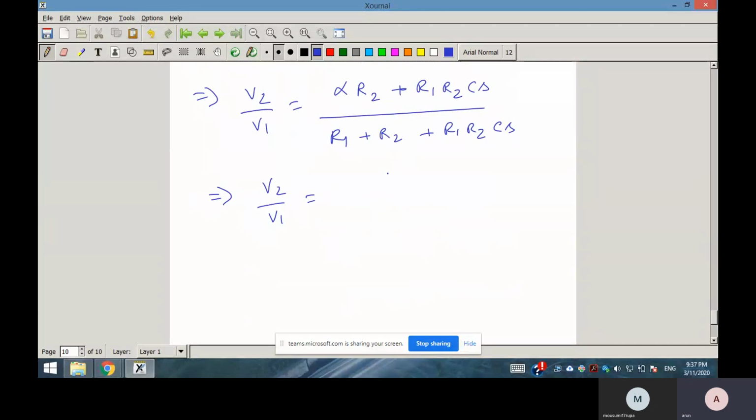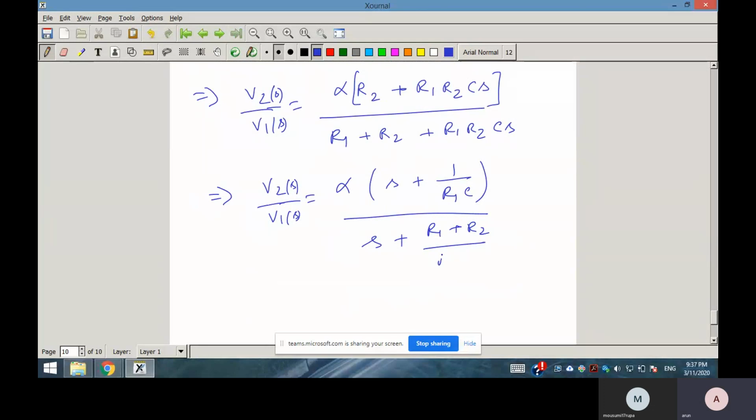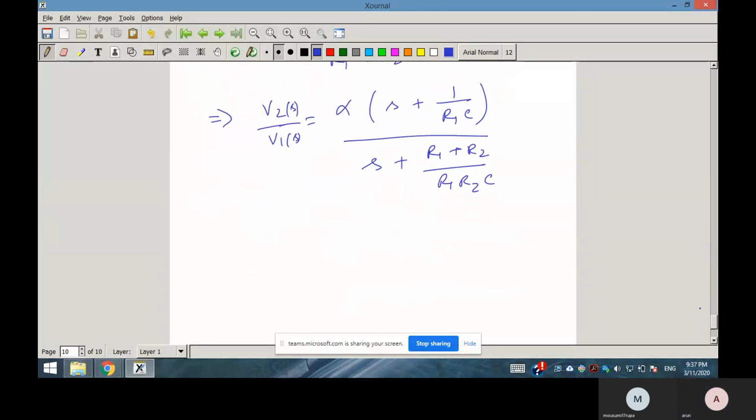Actually, I want to show that it is in the form of lead controller transfer function, V2(S) by V1(S) actually. These are all S, I am not writing S. So this is equal to alpha into S plus 1 by R1C divided by S plus R1 plus R2 by R1 R2 into C. So this can be written in that form, V2(S) divided by V1(S) equal to alpha into S plus A divided by S plus alpha into A.